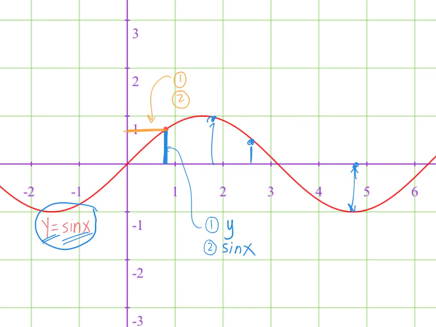And up here in orange, one option is always x, because the distance from the y-axis to the graph is x, and the other one is what does x equal? And x is equal to sine inverse of y, if we were to take the equation of our graph and solve it for x. That would involve inverse sine of both sides. So that's my two options for each one of those distances.